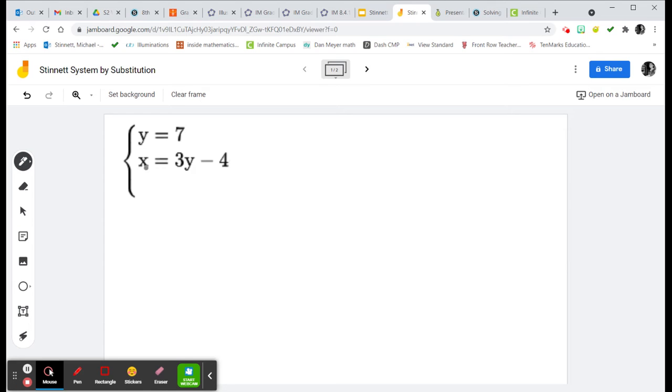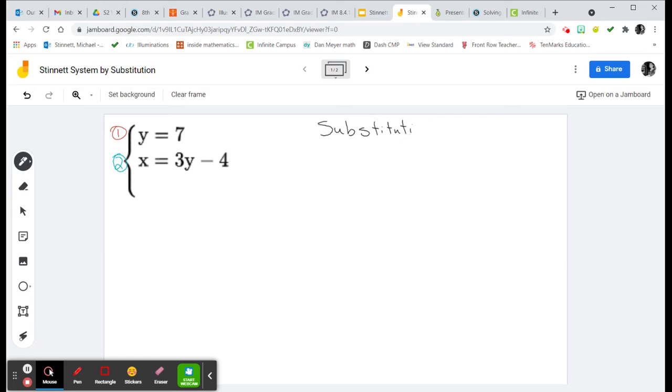So what we're going to look at here is we have two equations. So we have equation 1, and then equation 2 here. These are two separate equations. And then what we can do here is solve this system of equations by using substitution.